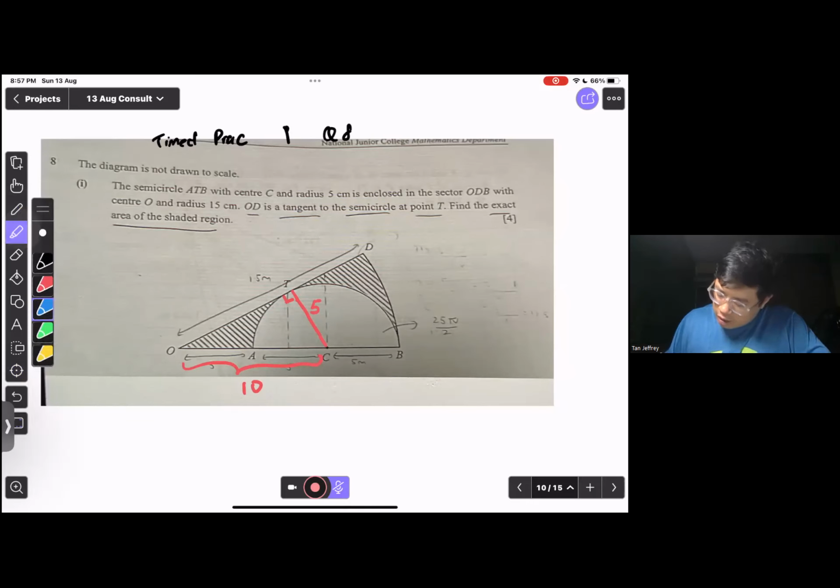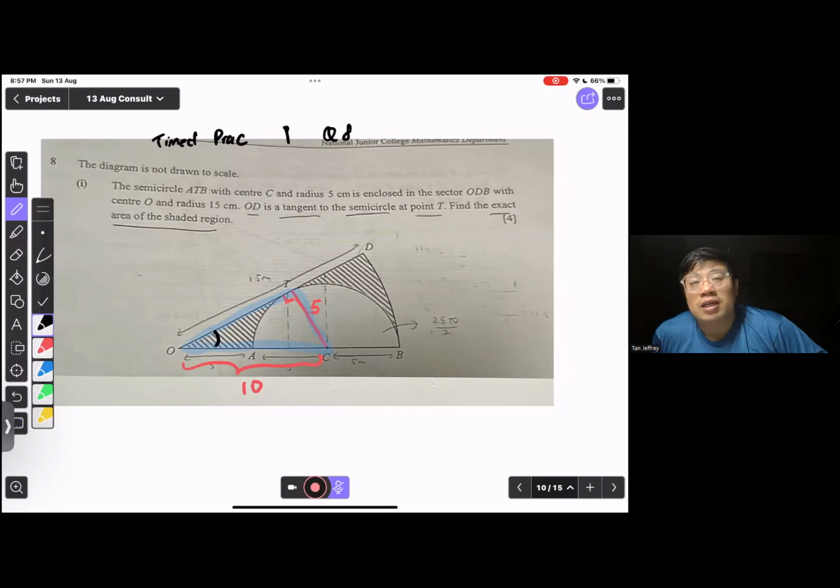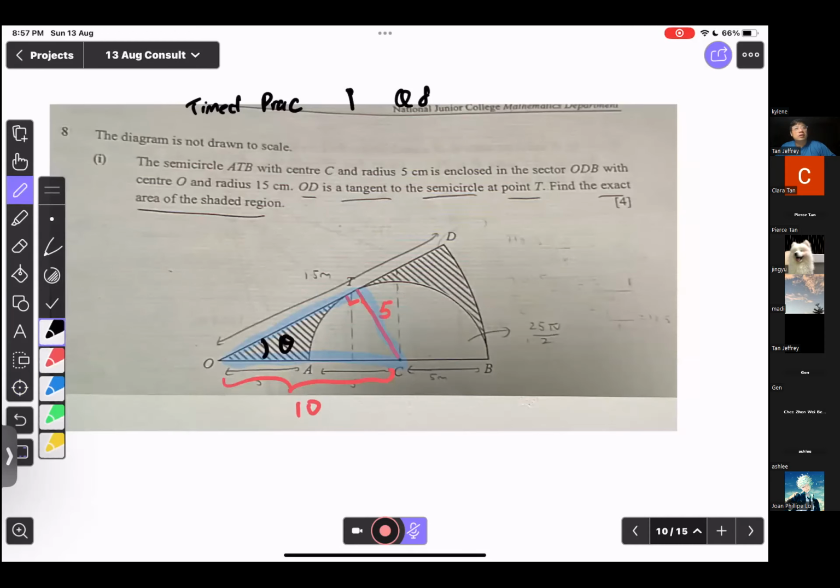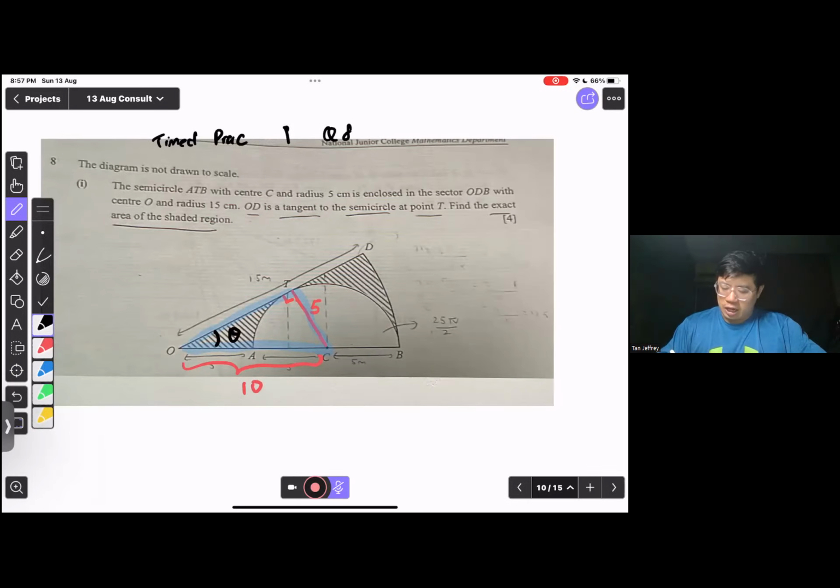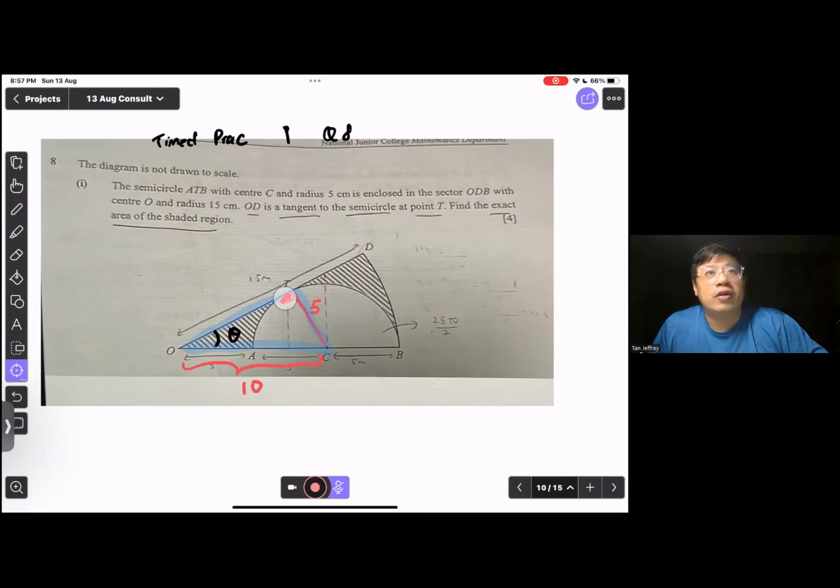Then you look at this triangle. Look at this angle. Can you find it anywhere? So with that theta, you should be able to get your area of ODB. But what does OD is tangent to the semicircle at T actually mean? They are trying to give you this. They're trying to tell you that this is 90 degrees. Oh, so I have to draw like the slanted line down there.